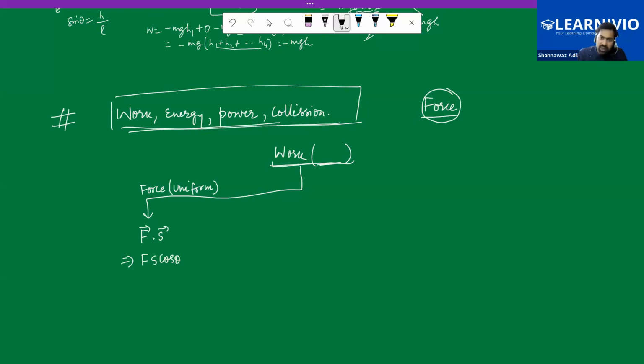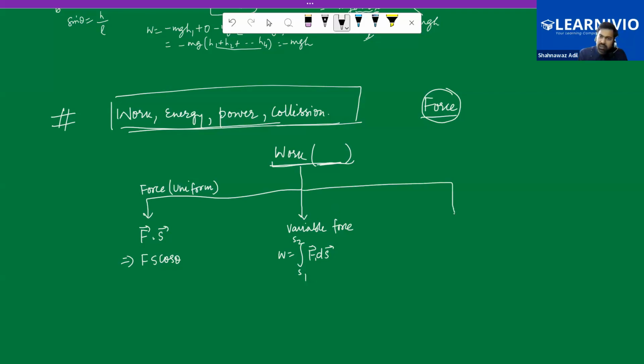Then you have a force which is a variable. Due to this variable force, what would be the work? Work done would simply be the integration of F dot dS from S1 to S2, so distance 1 to distance 2.